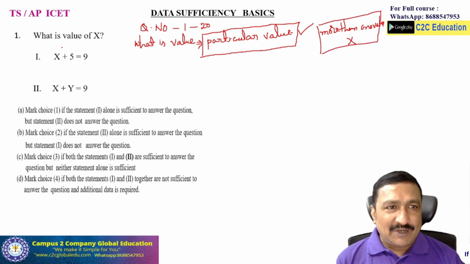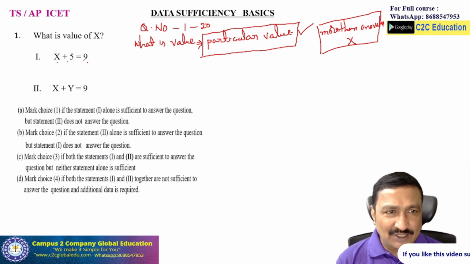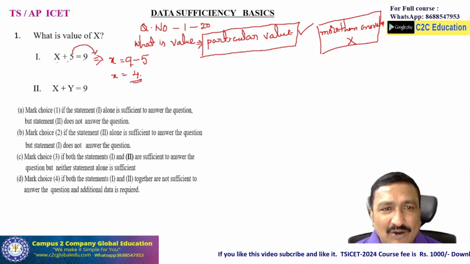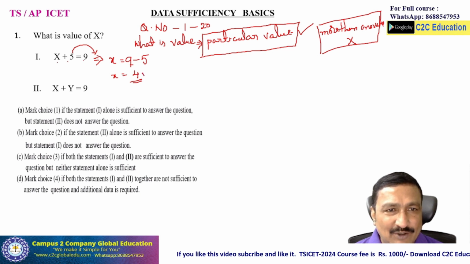Now look at the first statement. What is the first statement? x plus 5 is equal to 9. If you are able to solve this equation according to your mathematical knowledge, we can check whether we can find the answer. x plus 5 is equal to 9, so x is equal to 9 minus 5, because plus 5 comes to the other side as minus 5. 9 minus 5 is equal to 4. Am I getting a particular value or not? Yes, x is equal to 4.